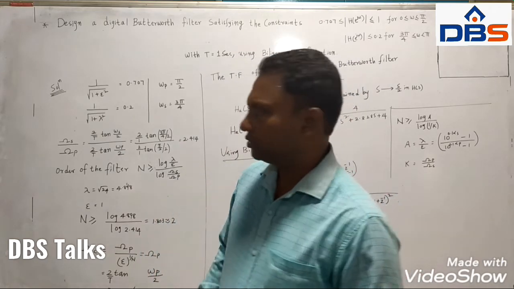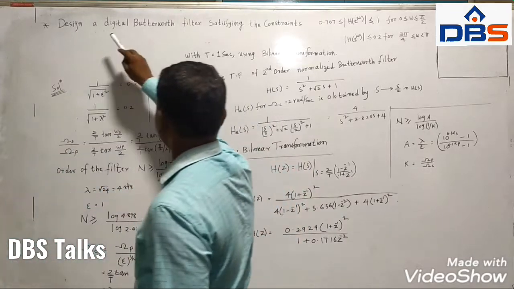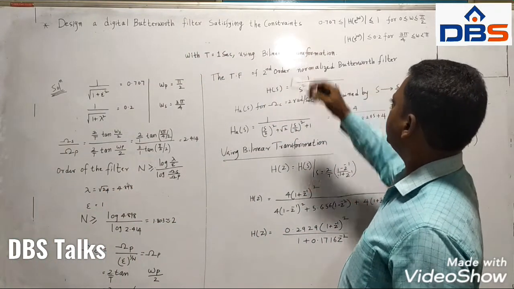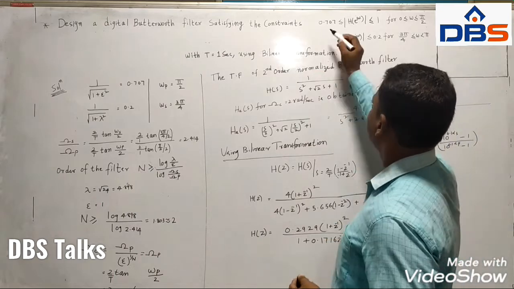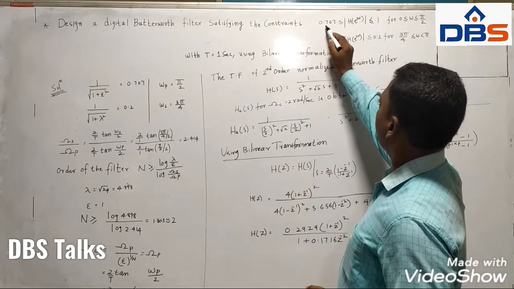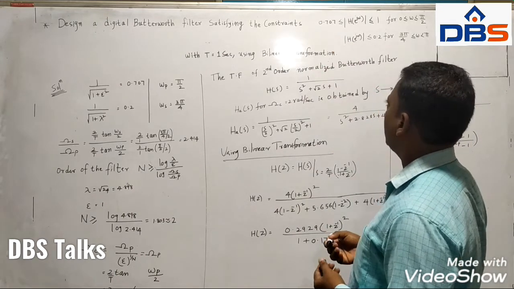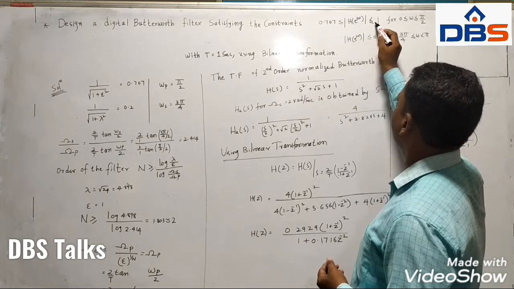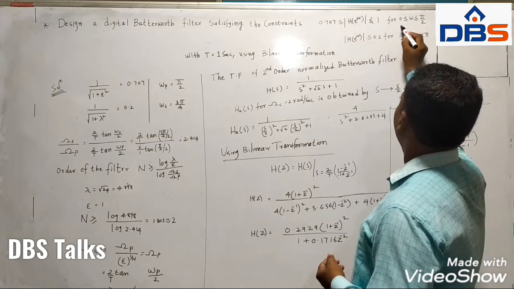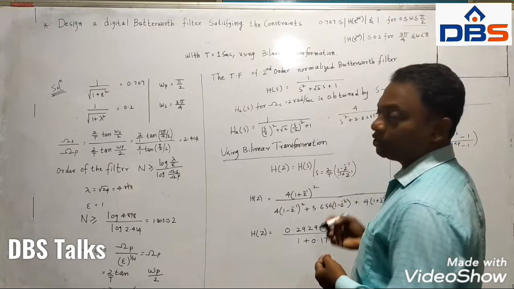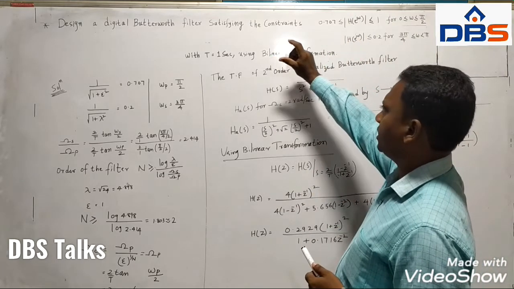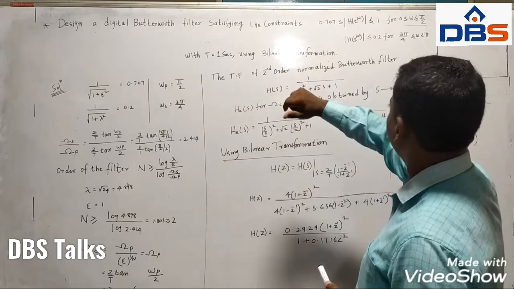Now see, design a digital Butterworth filter satisfying the constraints. So these are the important things. Constraints: 0.707 less than or equal to magnitude of H of e power j omega less than or equal to 1, from 0 to pi by 2. Whenever I am reading this, just concentrate on the problem. Later we will discuss the solution.